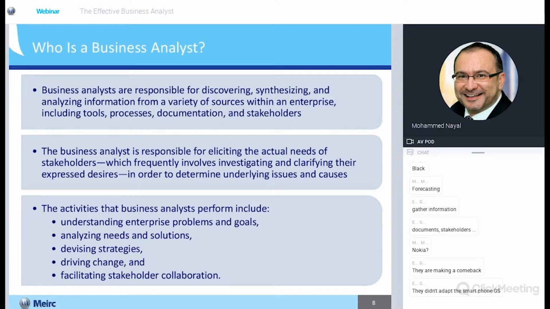So if I wanted to ask you then, what are some of the skills needed to be a good business analyst? Let me give you an example. Do you think that communication is an important skill to have for analysts? And type in yes or no.